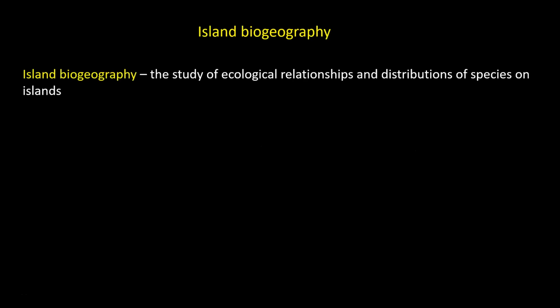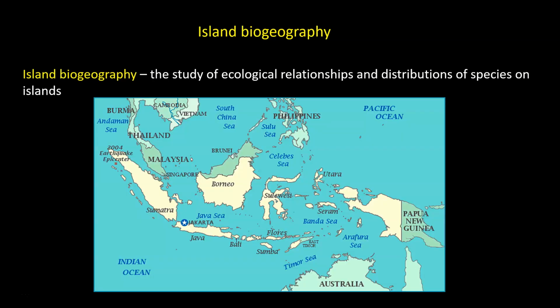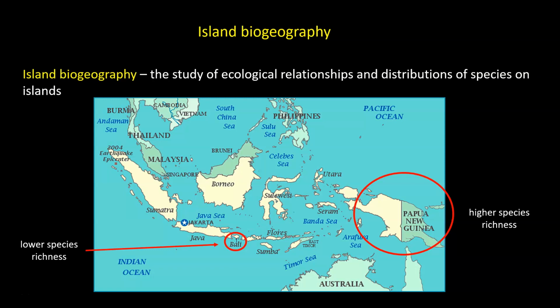Island biogeography is the study of ecological relationships and distributions of species on islands. Island biogeography helps explain why New Guinea and Bali, which are both located in Southeast Asia, have different species richness. New Guinea has a higher species richness than Bali does.